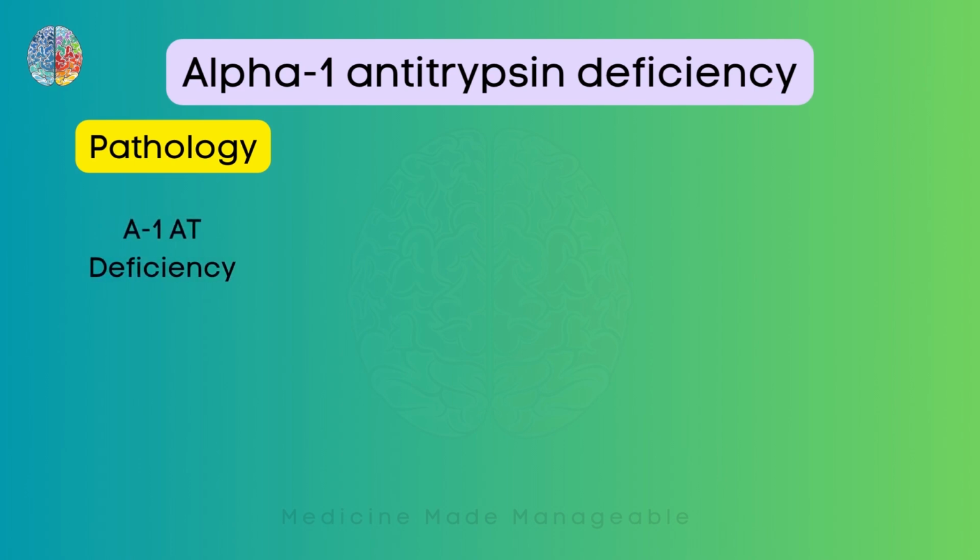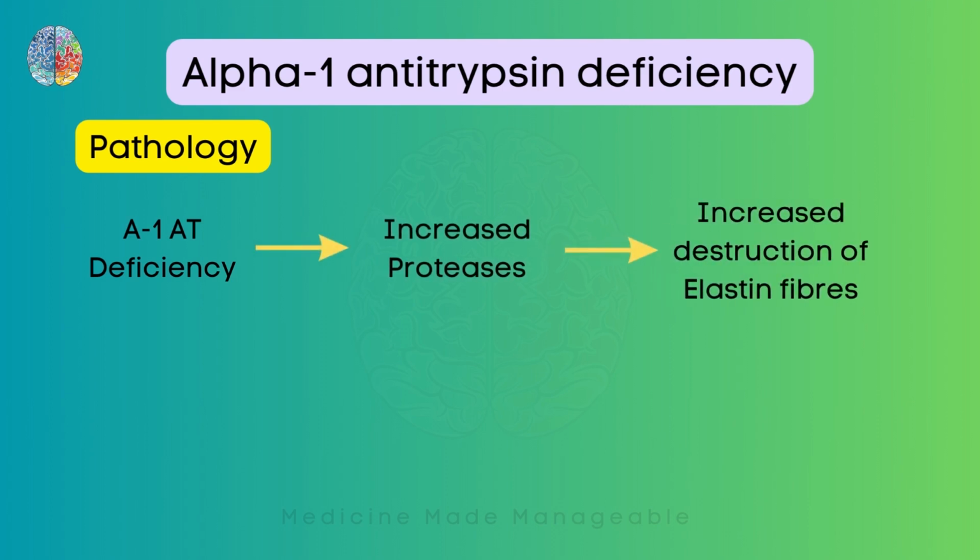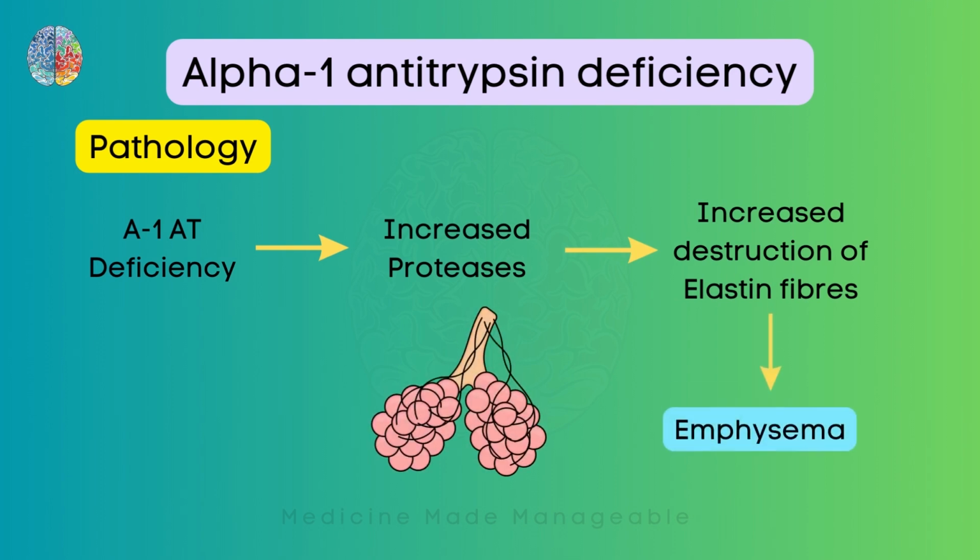So we have alpha-1 antitrypsin deficiency. Thus, the proteases will not be inhibited, so the amount of proteases will increase. This will lead to an increased destruction of the elastin fibers, and this will lead to a condition called emphysema. So emphysema is a condition in which the elastic recoil is decreased because the elastic fibers, which are responsible for the recoil of the lungs, are destroyed.